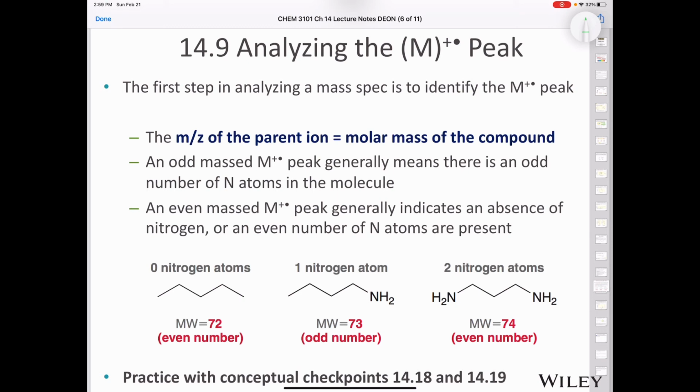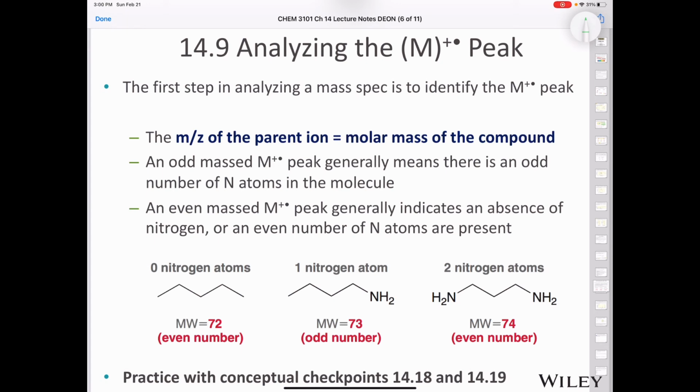Useful information can also be obtained by analyzing whether the molecular weight of the parent ion is odd or even. An odd molecular mass generally indicates an odd number of nitrogen atoms in the compound, while an even molecular weight indicates either the absence of nitrogen, so no nitrogen, or an even number of nitrogen atoms. This is called the nitrogen rule.